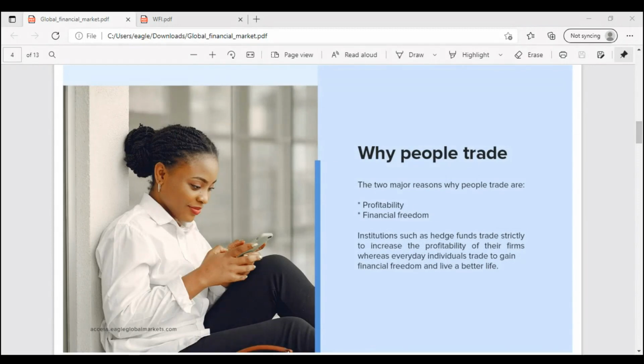And when you are financially free, you use money the right way, to do the right things. That is why you really want to trade. Now, when we move to institutions such as hedge funds, they trade to strictly increase the profitability of their firm. Whereas everyday individuals like you and I, we are trading to make money, to be able to pay bills, to cater for things, pay our kids' school fees, and do a lot of things that are of great need in our life. That's basically the reason we are trading: to make money.